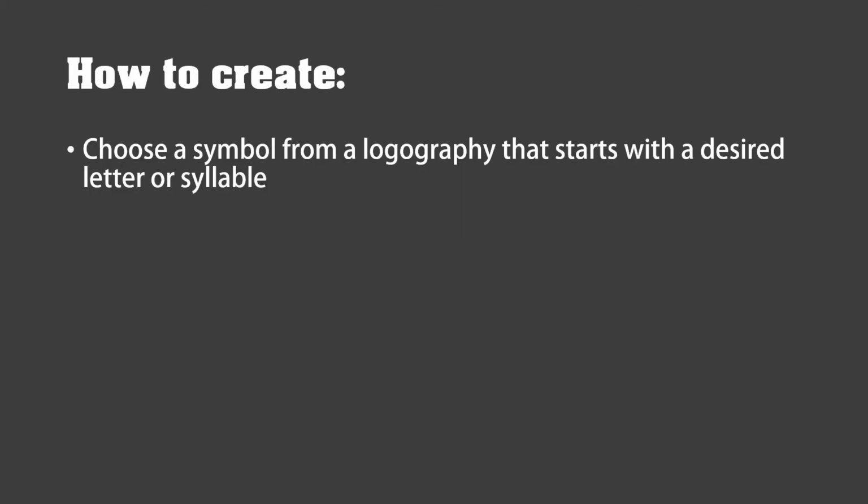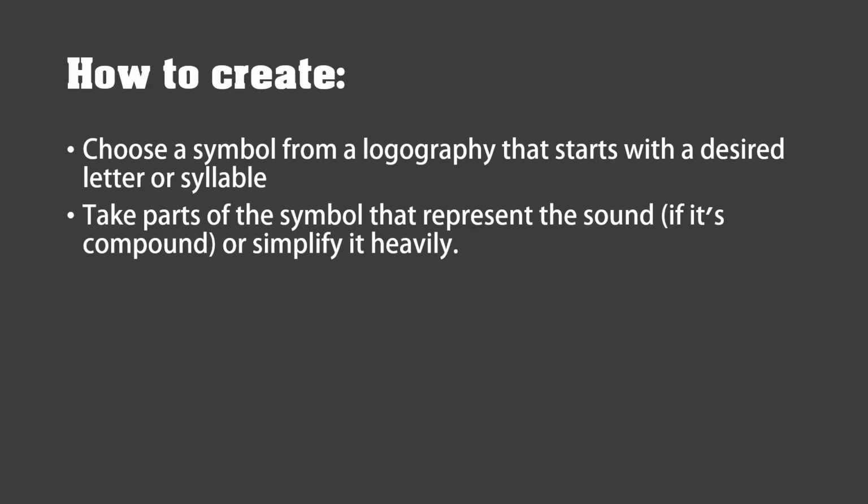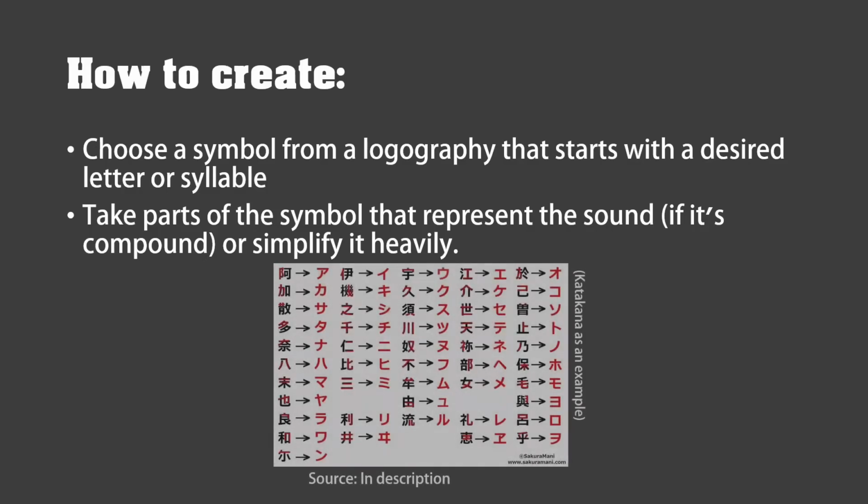Well, you choose a symbol from logography that starts with the required letter or syllable. Then you take parts of the symbol that represents the sound, if it's compound of course, or just simplify it a lot, as we can see here, as they've done with katakana in Japanese. They've just taken a small part of the symbol and changed it quite a lot over time.